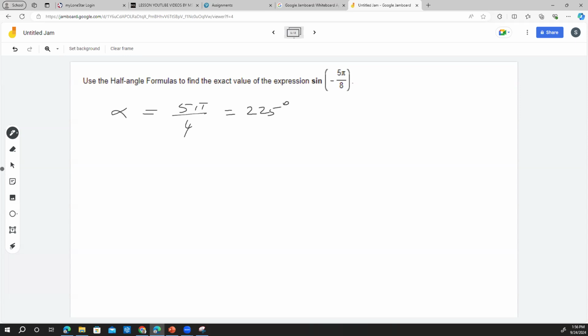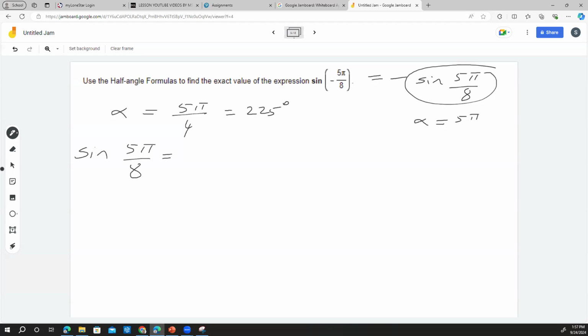But here, because sine is an odd function, instead of working on this negative angle, the negative goes to the front. So you can basically just evaluate negative sine of 5 pi over 8. So you can just do everything for sine 5 pi over 8 first, and then whatever answer you get, you just have to give them the negative version. So alpha is 5 pi over 4 in this question.